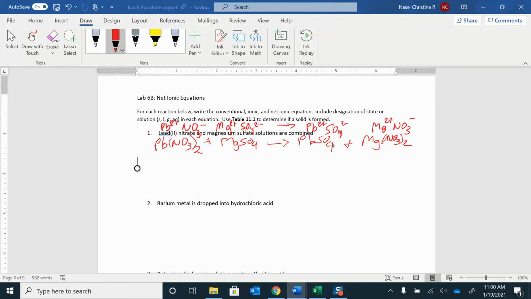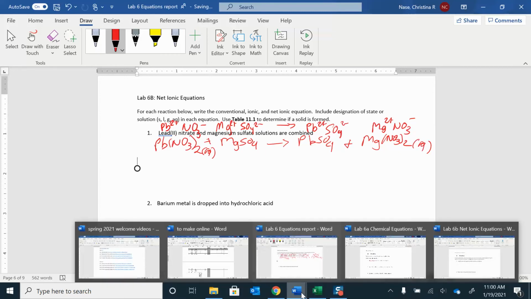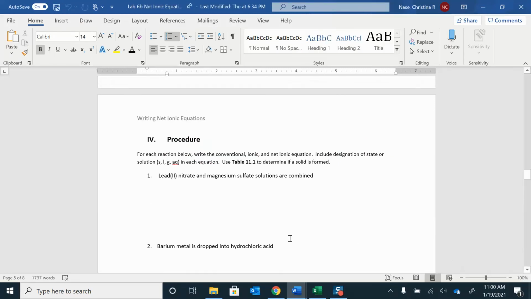Great. Now what do I have to do? Now I have to figure out who is soluble and who is not soluble. So nitrates are always soluble. So anytime I see a nitrate, I know that that's always soluble. If you remember the solubility table, that's true. So a couple things you could do at this point. You could grab the solubility rules.